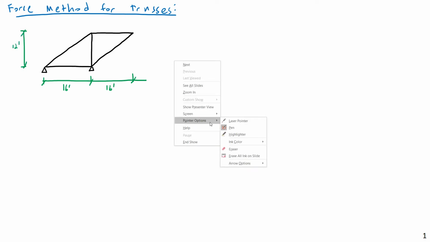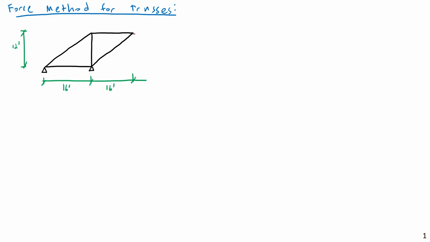Then we have a load applied to this, 10 kips in a direction 30 degrees below the horizontal. 10 kips at an angle of 30 degrees below the horizontal, like so.